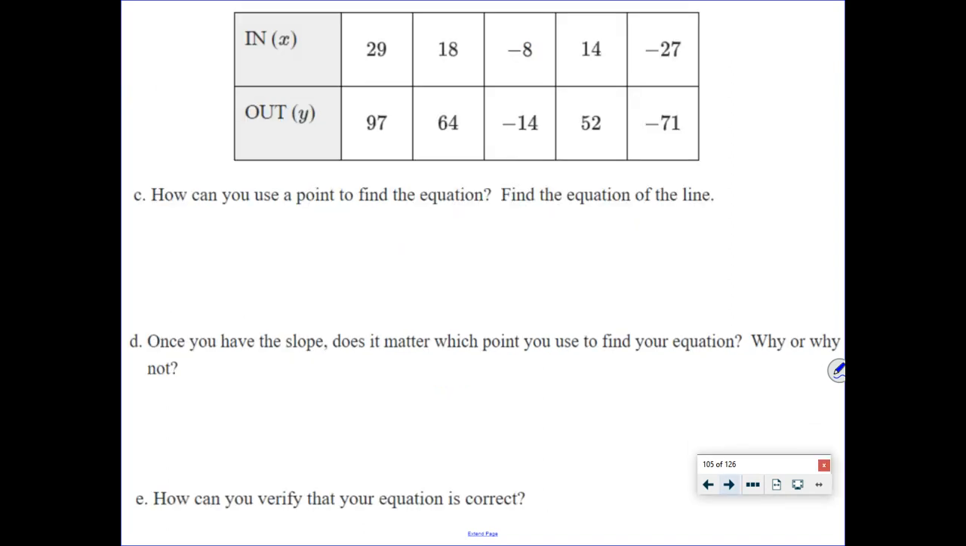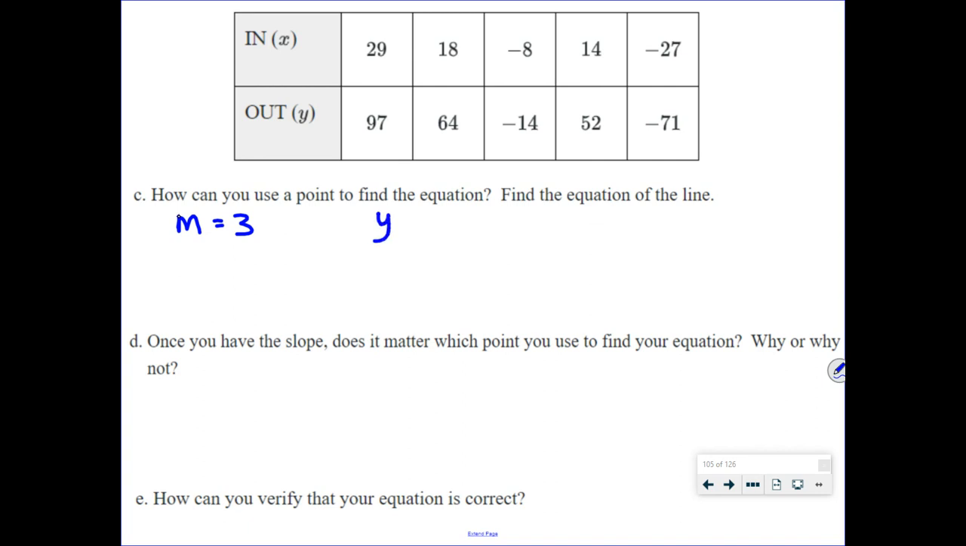How can you use a point to find the equation of a line? Well, we do know the slope. We know the slope now, right? So we know what m is. Okay, m is 3. So now, how could I use that? How could I find the point to find the equation?